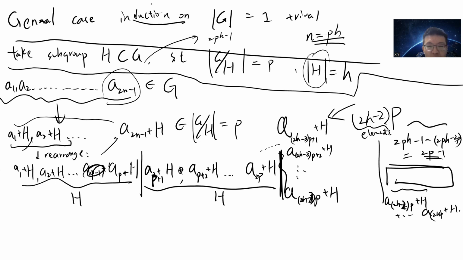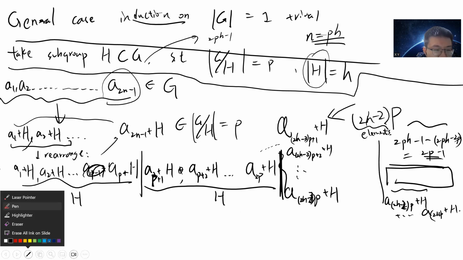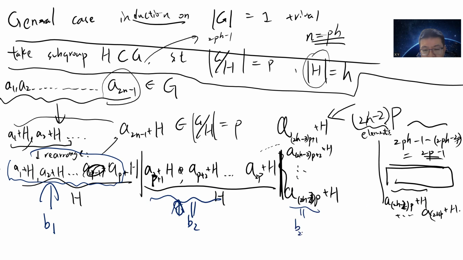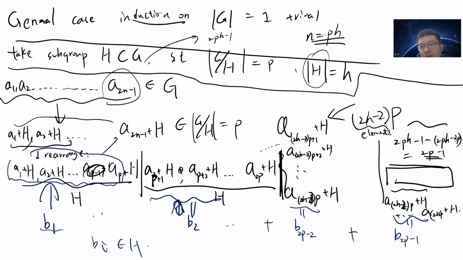Okay, so now let me just write down. Amazingly, what I get is the following, right? P of them sum to H, P of them sum to H, P of them sum to H. So if I go back to the original sequence, this means that the sum of these numbers becomes an element in H, right? So it means that this guy belongs to B1. And then this guy is called B2, this guy is called B_{2P minus 2}, this guy is called B_{2P minus 1}. And all the B_i belong to H. So what I get is B1, B2, up to B_{2P minus 1}, such that all of B_i belong to H.